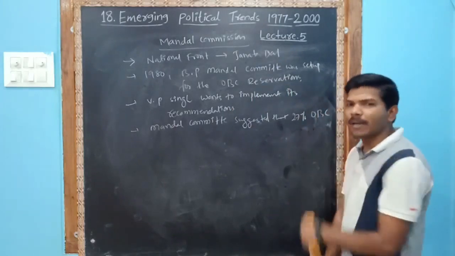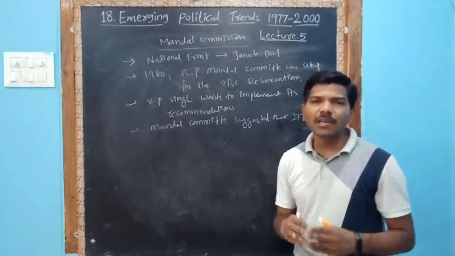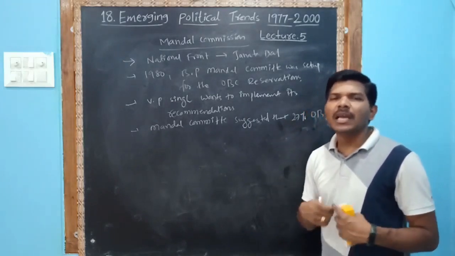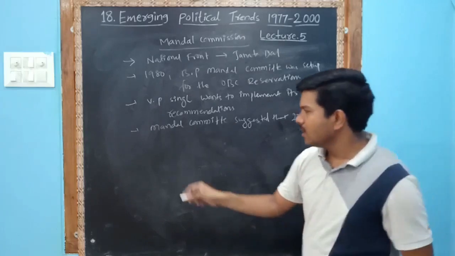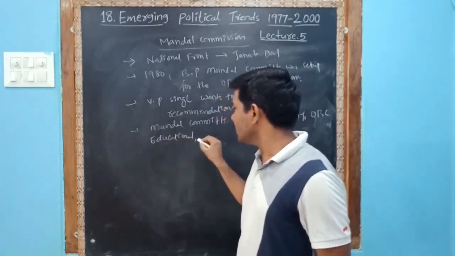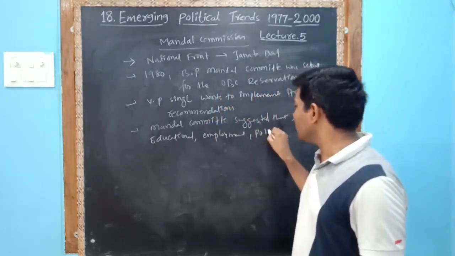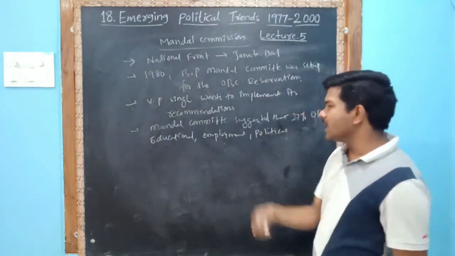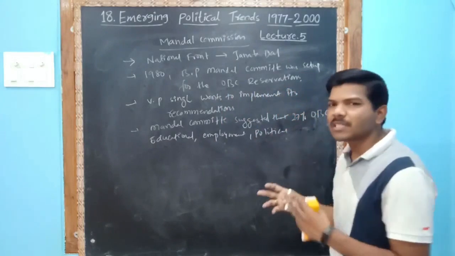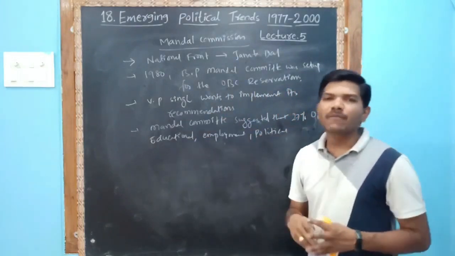Where will these reservations be applicable? These reservations will be applicable in education, employment and politics. In education, employment and politics, these 27% reservations will be allotted for the OBCs. That was the decision taken by VP Singh.